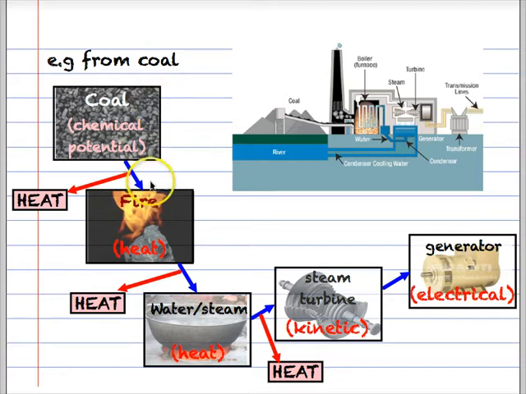So we can see the flow here, and we can also see that at each transfer, heat is going to be lost. So not all of the chemical potential energy from the coal goes into the electrical energy out of the generator. In fact, possibly only 40%, 4/10 if you like, will be produced as electricity. And the rest will be wasted as heat.